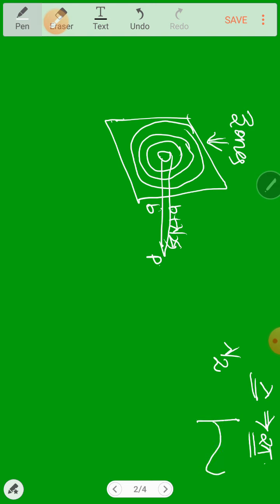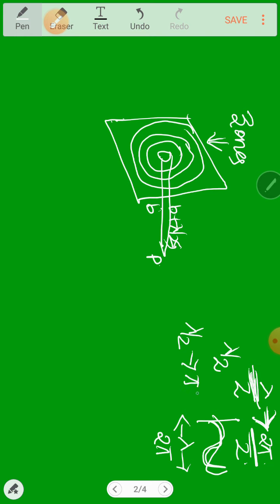That is, if this is a wave, the wavelength is lambda, the total angle is 360 degrees, that is 2 pi. The path difference lambda corresponds to a phase difference 2 pi. That means a path difference lambda by 2 corresponds to a phase difference 2 pi by 2, that is, pi. And phase difference pi, 180 degrees, means just the opposite phase.